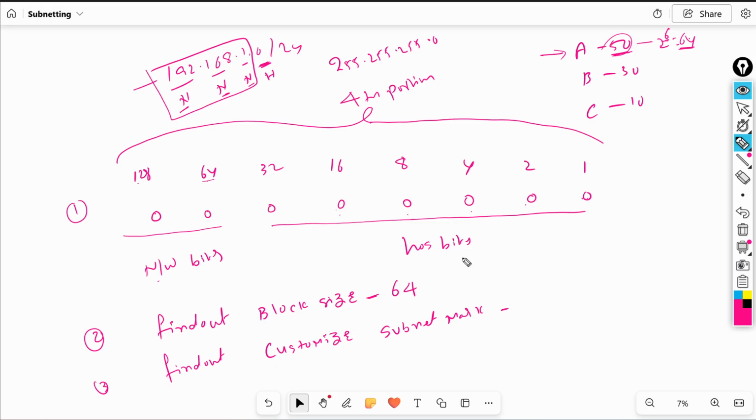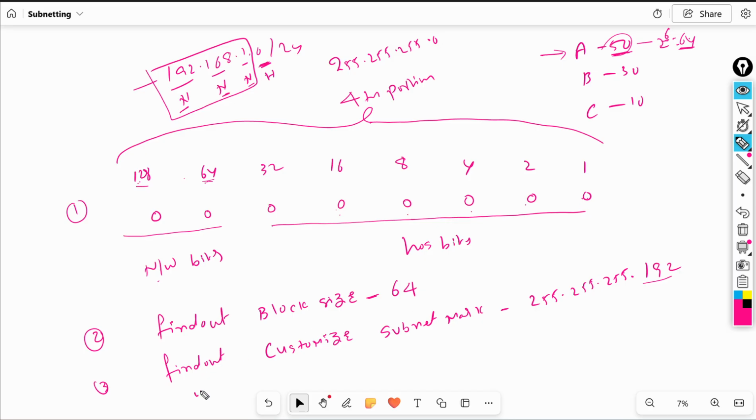See here. The customized mask is 255.255.255. How many network bits are there? Two network bits, right? 128 and 64. So we need to add these two, 128 plus 64. The value is 192. This 192 describes that in the fourth portion, there are two network bits. This is the customized subnet mask.